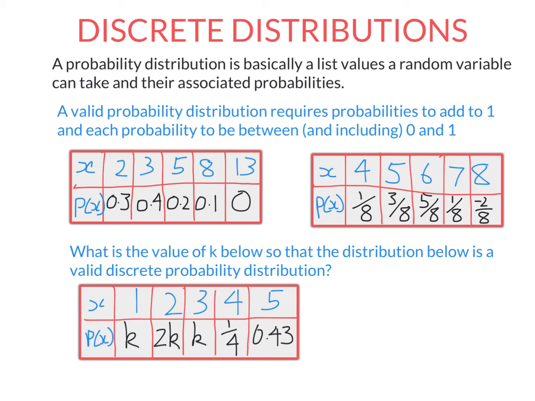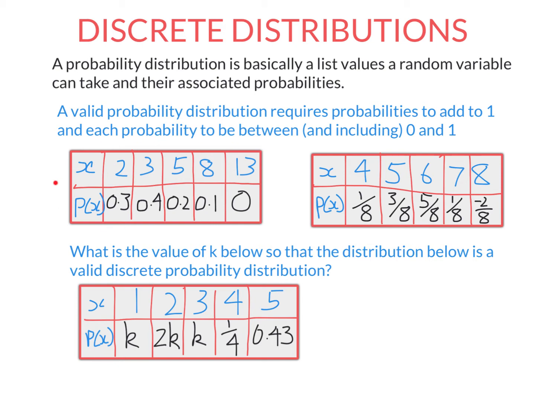Now, we went through what discrete random variables are in a previous video. Discrete is something like this, where the random variable can only take certain values. What makes a discrete distribution a valid probability distribution is if each probability is between and including 0 and 1, but also the probabilities have to add to 1. Both of these things need to be true for it to be a valid probability distribution.